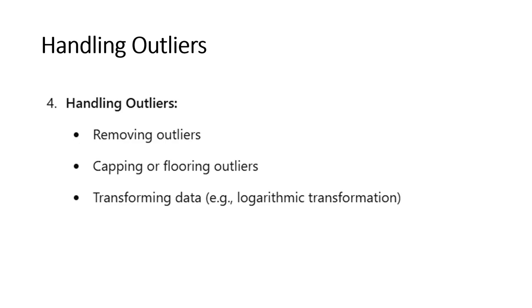So this is the capping or flooring outliers method. And the third one is we can transform the data. For example, we will apply the logarithm transformation or something like that.